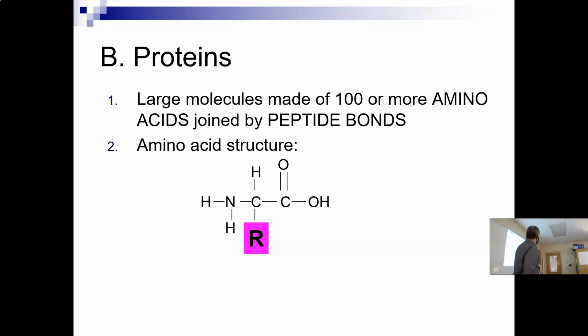And anytime, but this is the thing I'll expect you to be able to draw. And if I expect you to put something specific in the R spot, I'll tell you. You know, I'll say glycine is the amino acid that has an H in its R spot. Draw me glycine.